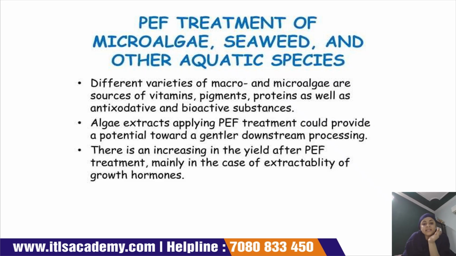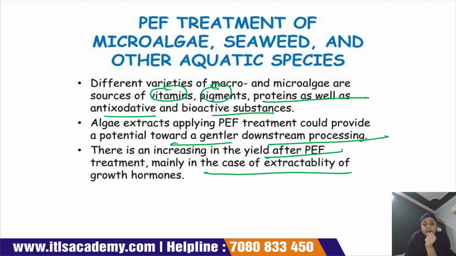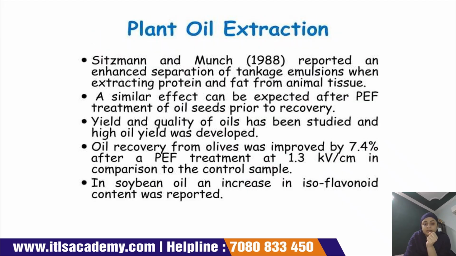Next is pulsed electric field treatment of microalgae, seaweed, and other aquatic species. So macro and microalgae are a source of vitamins, pigments, protein, as well as antioxidant and bioactive substances. These algae are extracted with pulsed electric field treatment, which can provide potential towards gentle downstream processing. There is an increase in yield after the pulsed electric field treatment, mainly in the case of extractability of the growth hormones.